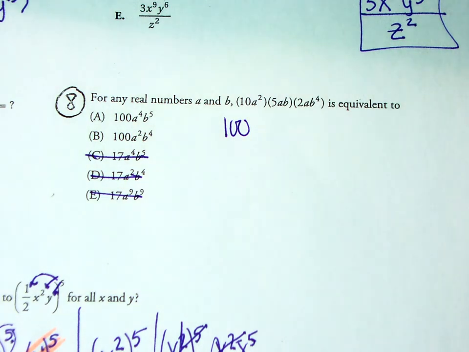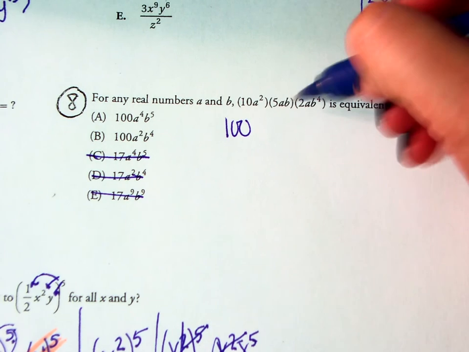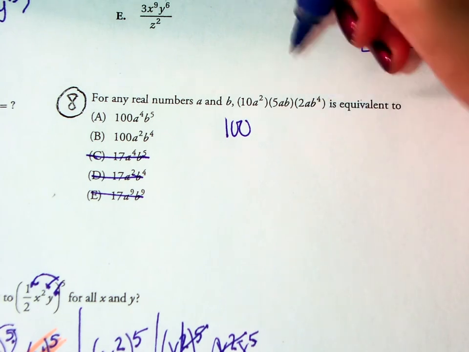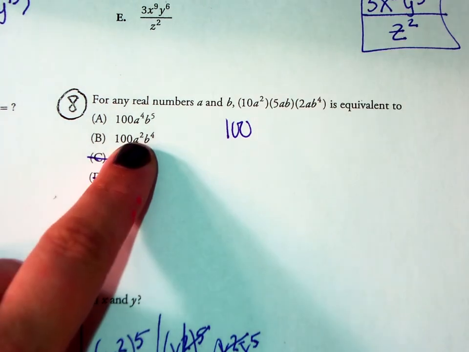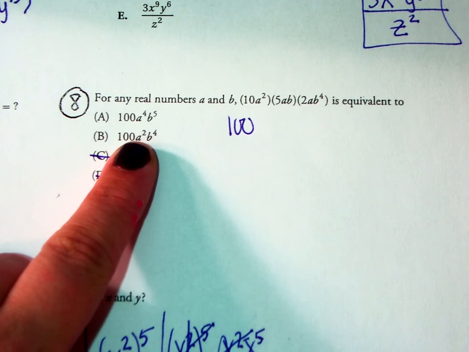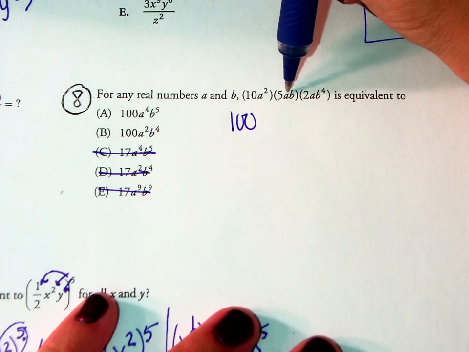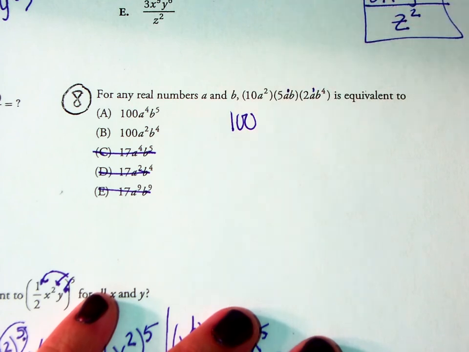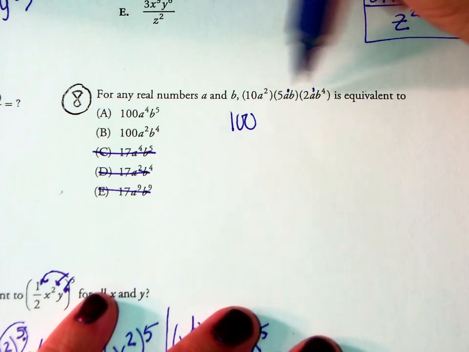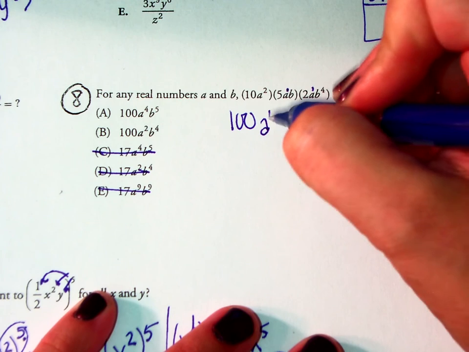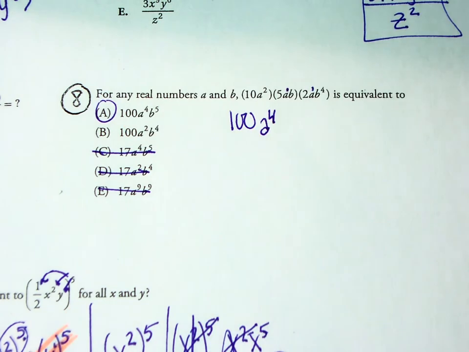Next, I have a's. So I have a squared, a to the 1, a to the 1. Notice option B, they just make you want to think that we should be multiplying or that we don't do anything with these 1 values by a. We do. We add 2 plus 1 plus 1 is 4. So the correct answer is a to the 4th.